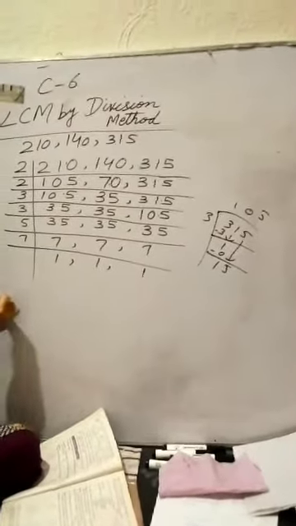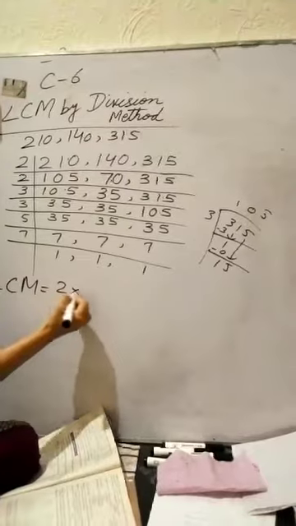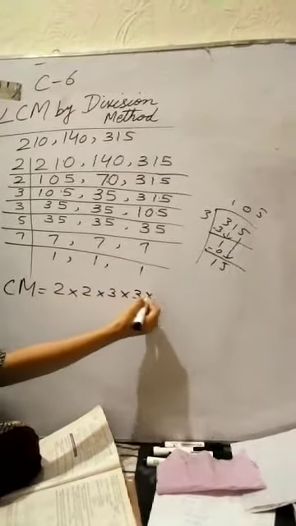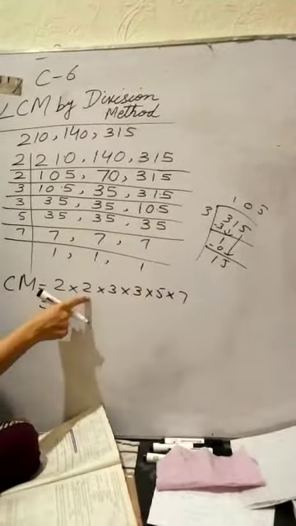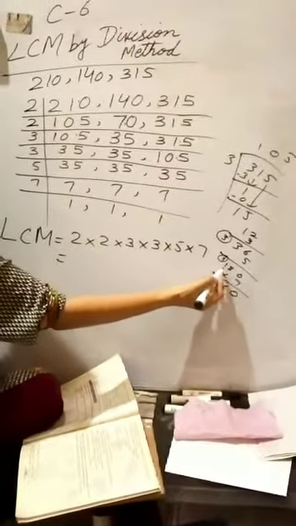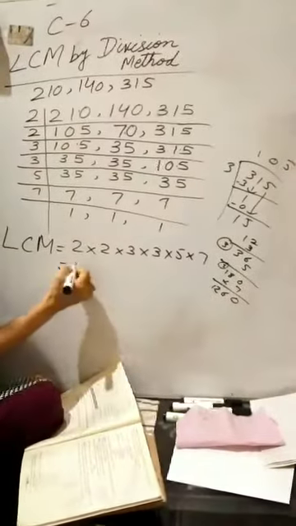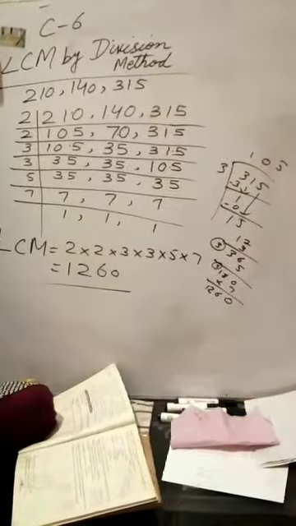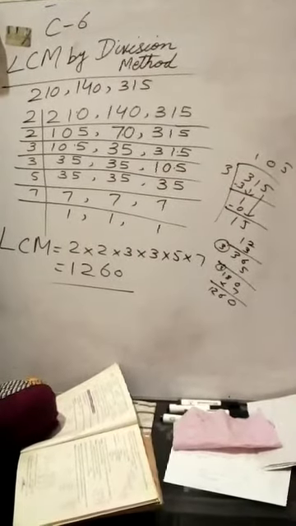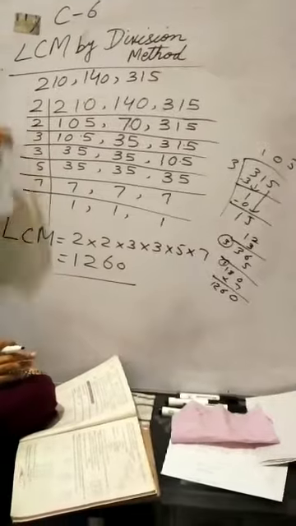So for the LCM, multiply all your factors and then you will get the answer. 2 times 2 is 4, 4 times 3 is 12, 12 times 3 is 36, 36 multiplied by 5, 5 times 6 is 30, 3 on the carry, 5 times 3 is 15, 16, 17 and 18, and then multiply by 7, 7 times 0 is 0, 7 times 8 is 56, 5 on the carry, 7 times 1 is 7 plus 5. 1260 is your answer.